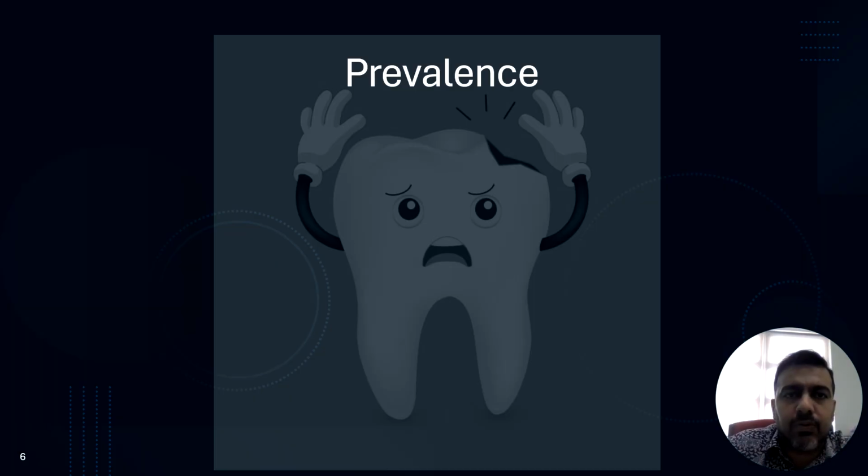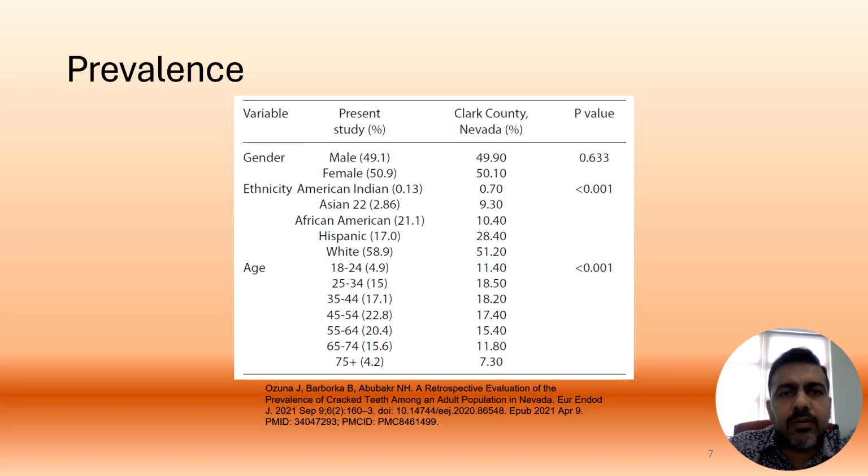In this section, we will discuss a few aspects of cracks and their location. In a study done by Ozona in 2021, the age group with cracked teeth was highest at 45 to 55 years old at 22%, followed by the age group of 55 to 64 years old at 20%. People of white ethnic background were the most represented with cracked teeth at 58.9%, followed by Hispanic people at 28.4%.